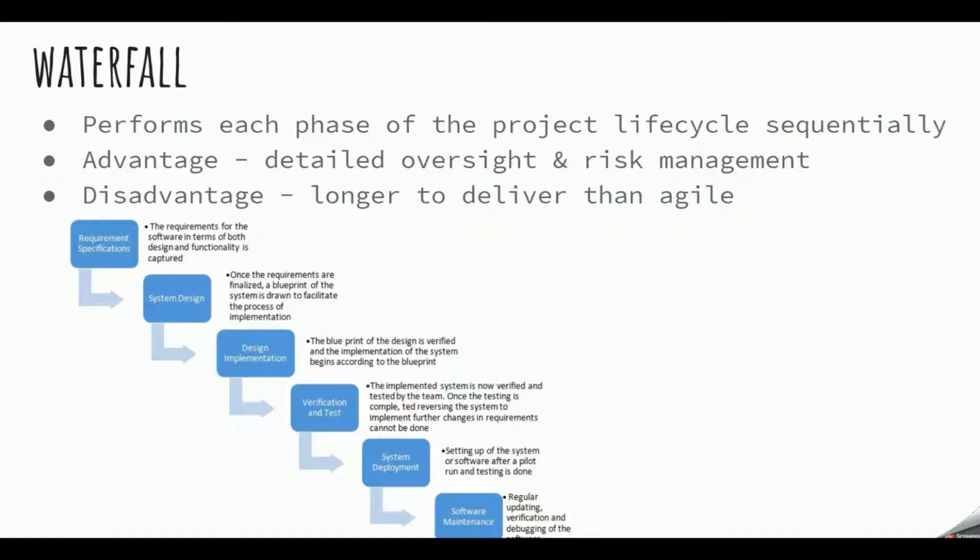Does it make sense? So the advantage is it's very detailed, and it's better for containing risk management because you're aware of the things that are happening, and if something's not working, you can finish that phase before moving on to the next. The disadvantage would be the long timeline. It's going to take way longer to deliver than the agile approach.